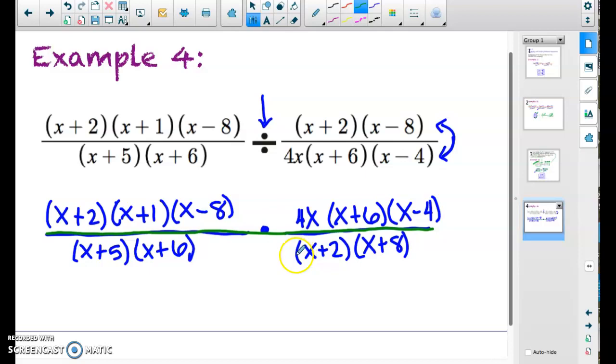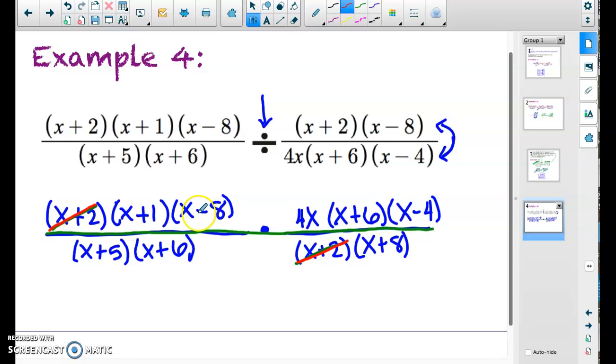So let's start looking through our factors here. I'm going to start at the beginning. We have an x plus 2 here, and if I look through the factors on the bottom, I have an x plus 2 over here as well. I'm going to change to red so you can see it a little bit better. Did I cross that off? I've got an x plus 1 in the numerator, but it doesn't look like I have an x plus 1 anywhere in the denominator, so I'll move on.